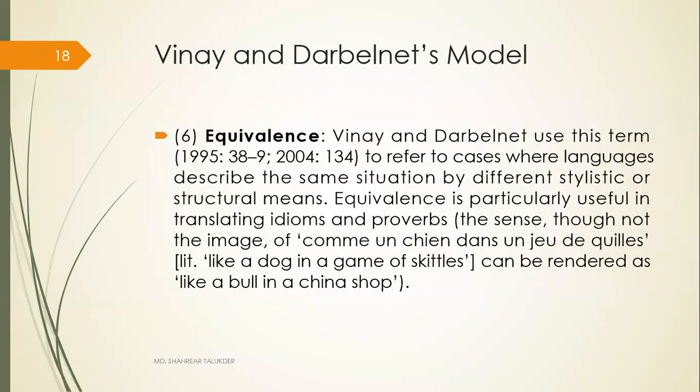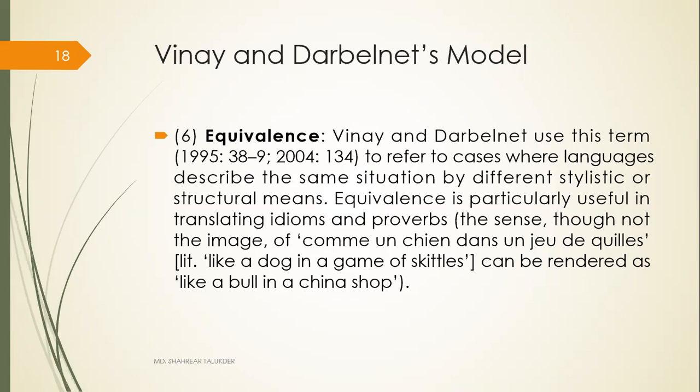Then we have the sixth procedure, and that is the third one for oblique translation, that is equivalence. Vinay and Darbelnet use this term to refer to cases where languages describe the same situation by different stylistic or structural means. We are already familiar with equivalence and correspondence, so we know how we have to bring equivalence into the translation. That means we will use different stylistic features in the target language, and the structural means will also be different, but the description of the situation will remain the same. Semantically there will be no change, but you can change the stylistic features of the target language relative to the source text.